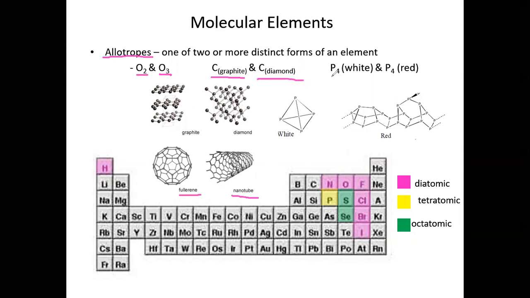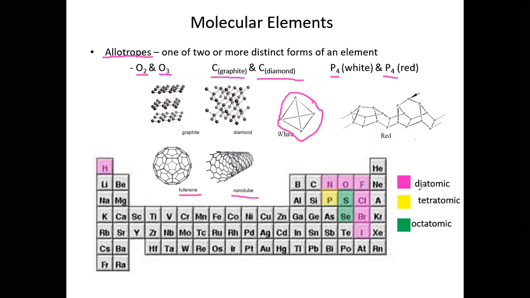And then one other one, we have phosphorus, P4 white and P4 red. So white is a molecule made up of 4 phosphorus atoms, whereas red, as you can see here, is this extended chain of phosphorus atoms. And so some elements, now these are not all the elements that have allotropes. There are different elements that have allotropes. These are just some examples.